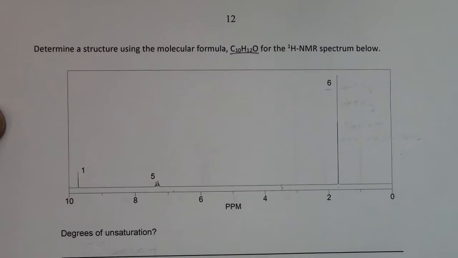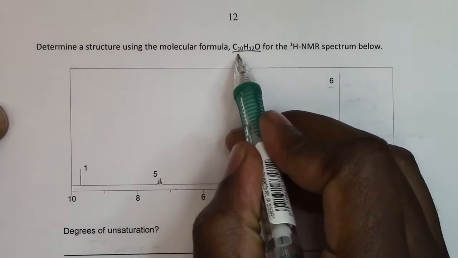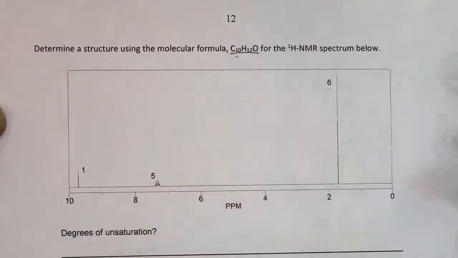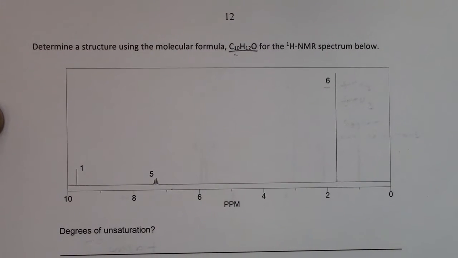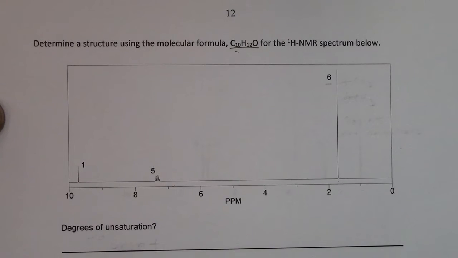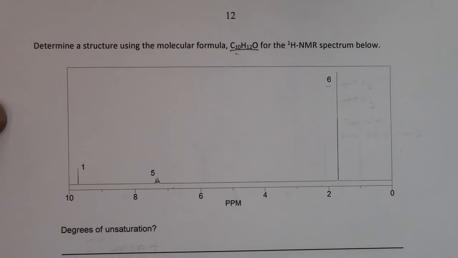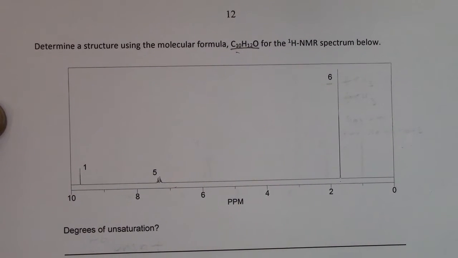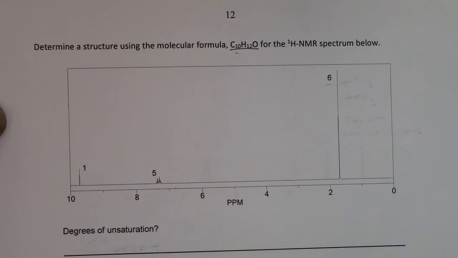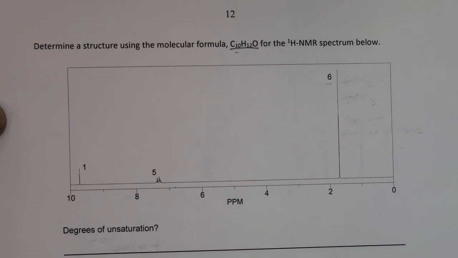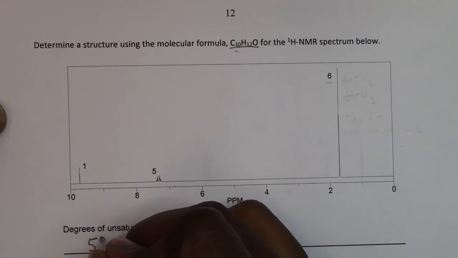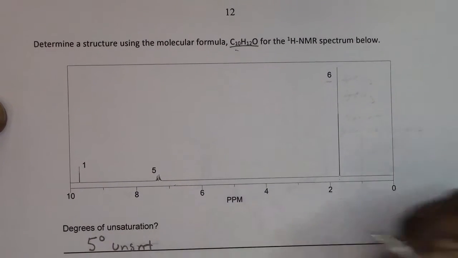Let's get started with trying to resolve what the structure of this compound is. Recognize that I've given you the molecular formula, and every single time you're given a molecular formula, what you should do initially is determine degrees of unsaturation. So take a moment and try to determine the degrees of unsaturation, and then I will write them down for you. Hopefully everybody has determined that there are 5 degrees of unsaturation associated with this compound.